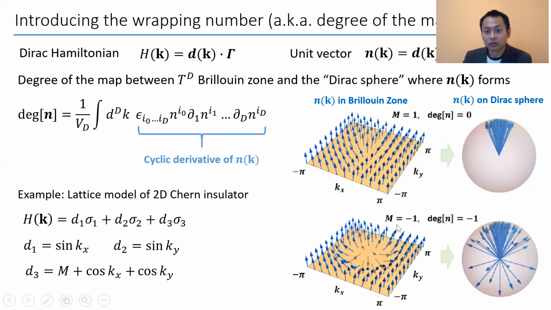On the other hand, if you go to m equals -1, then this n vector in the center of the Brillouin zone is actually pointing downwards. As a result, if you shrink all these n vectors together, you will see that they distribute everywhere on the Dirac sphere. And if you calculate the degree of the map, it's going to become -1. Intuitively, this means how many times the Brillouin zone torus is wrapping around this Dirac sphere, as induced by this n vector. For this reason we call it the wrapping number.